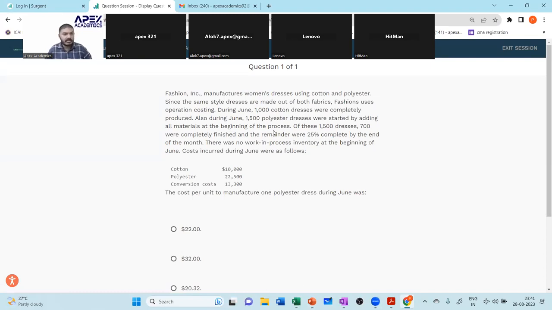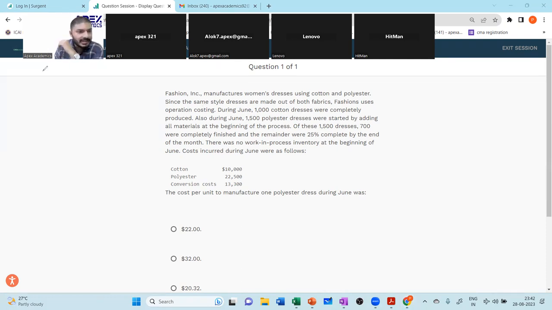Yeah, this is the right question. I remember this. It's a very good question actually. Fashion Incorporated manufactures women's dresses using cotton and polyester, since the same style dresses are made out of both the fabrics. Hold on to this, okay? Now hold on to the meaning of this.